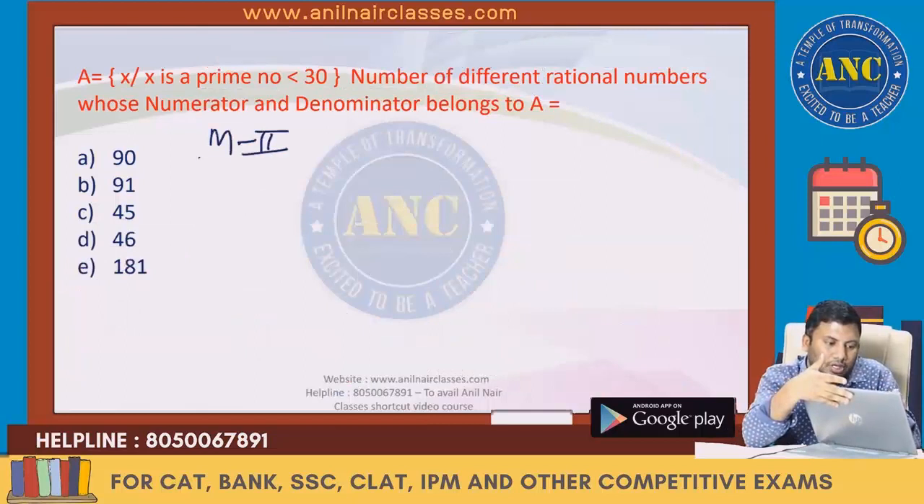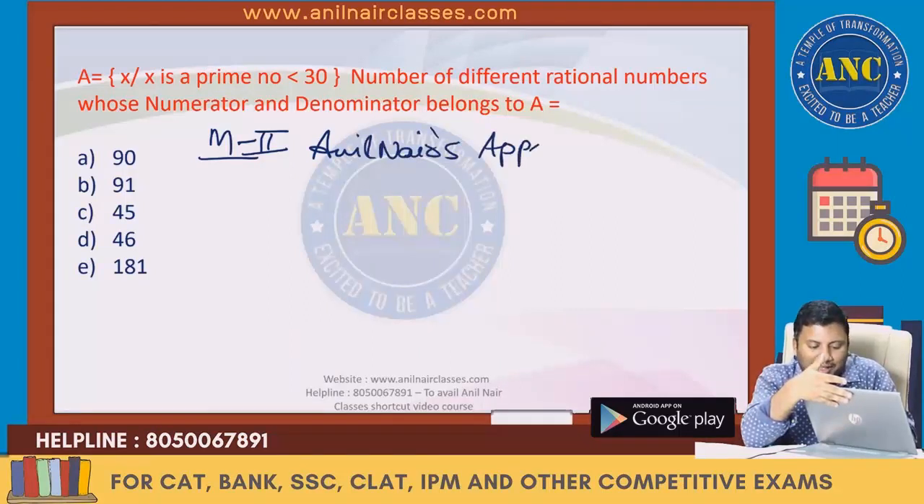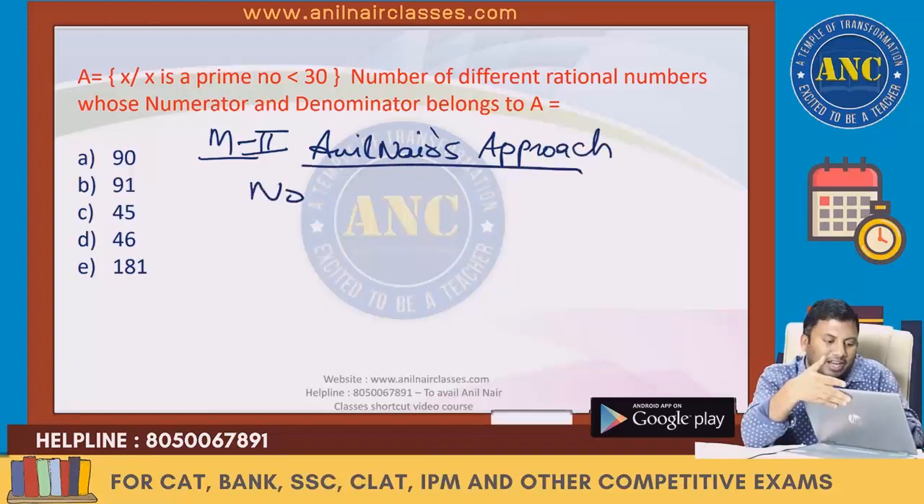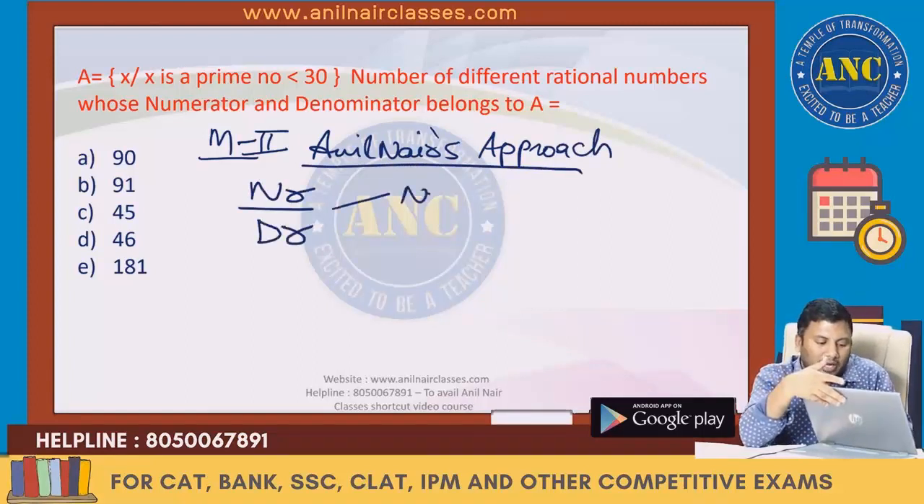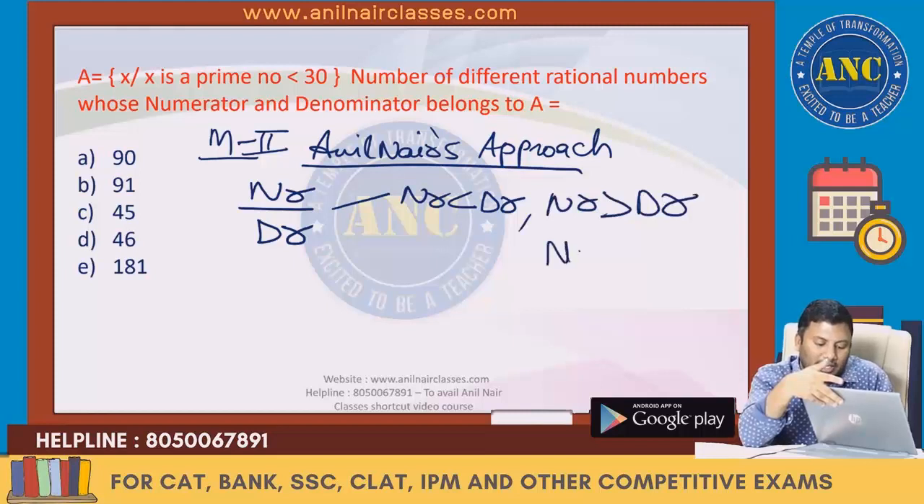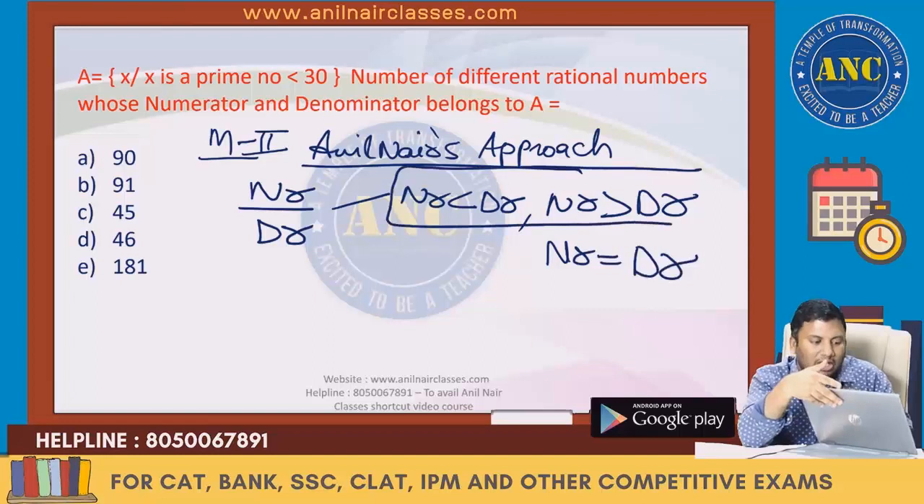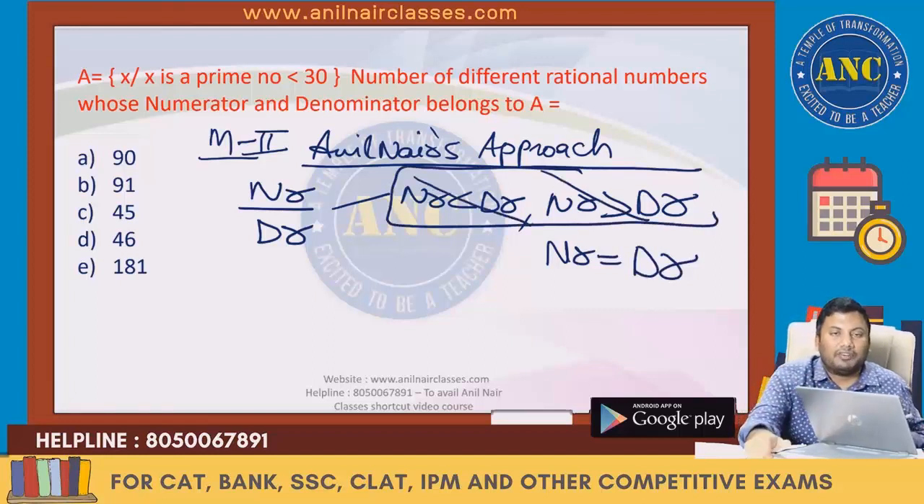Method 2. Anil Nair's approach. First thing, read the question. If the fraction is of the form numerator by denominator, the numerator can be less than the denominator, greater than the denominator, or equivalent to the denominator. There is no condition on the numerator. One out of these conditions is satisfied.